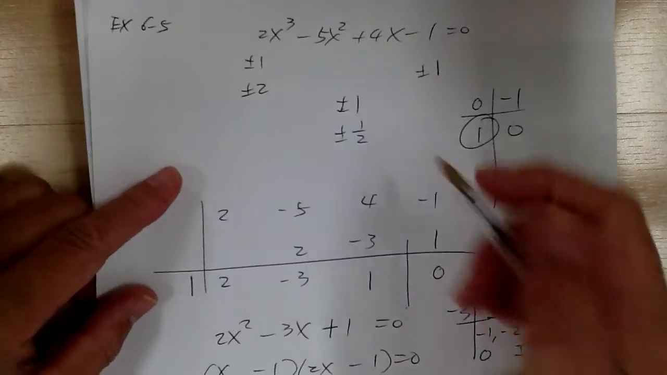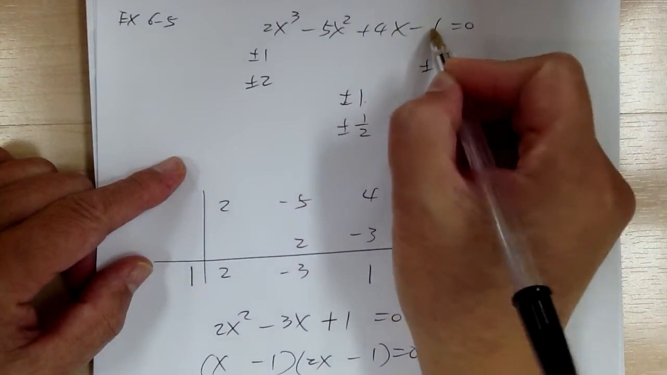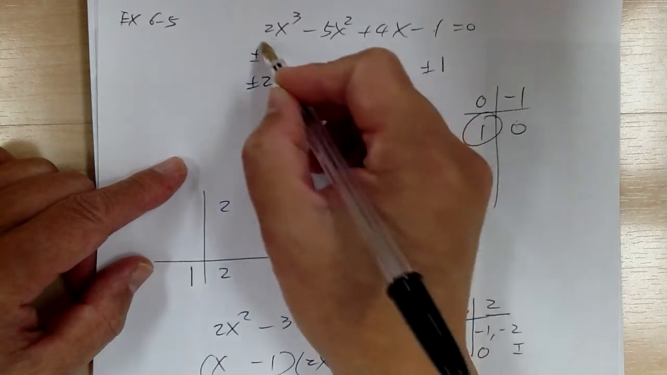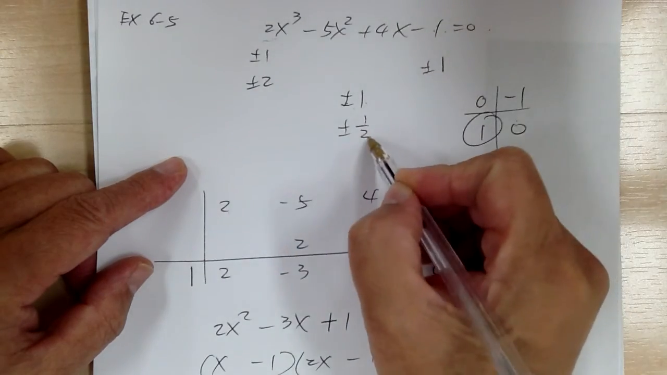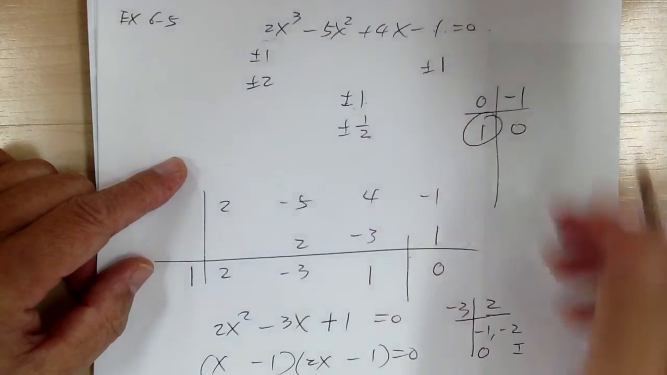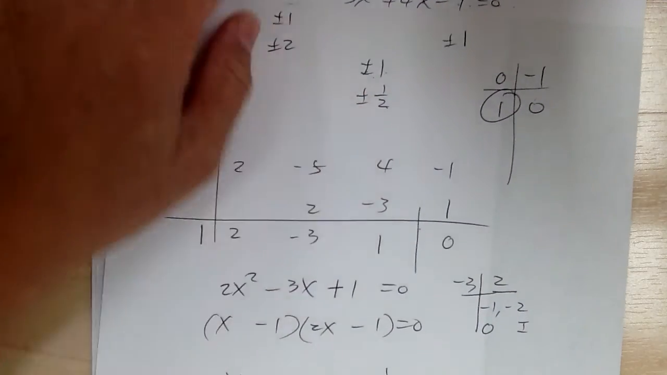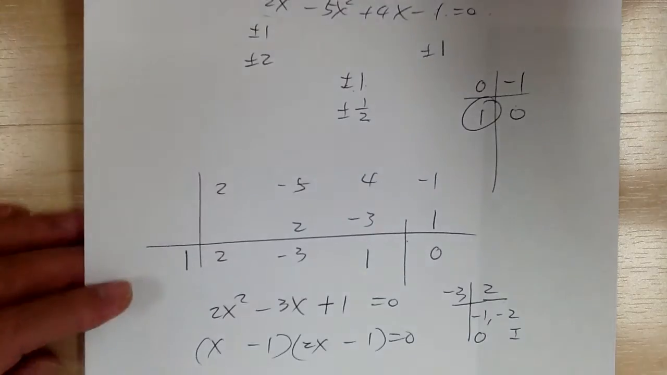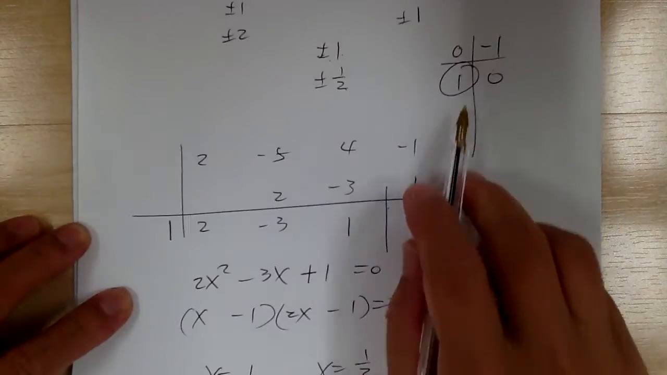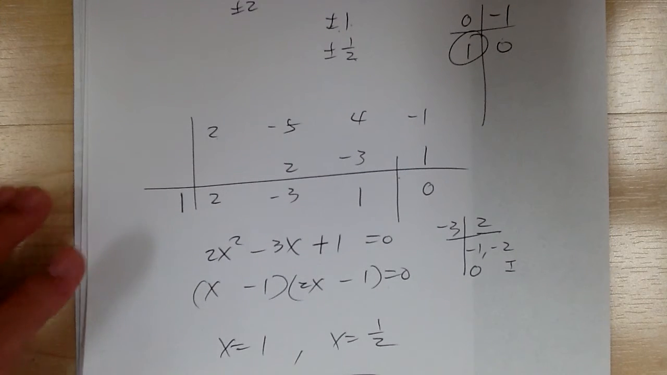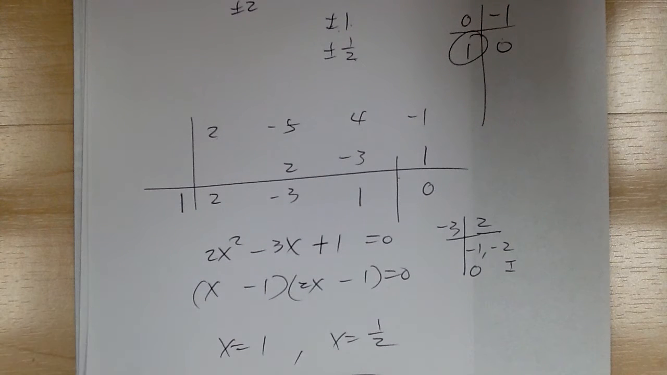Another option is you substitute 1 into here, see if you get 0. Then you substitute negative 1 to see if you get 0. You substitute 1/2 to see if you get 0. Substitute negative 1/2 to see if you get 0. But the problem with this one is you don't really see the double root. So if something works, you might want to try it again to see if it's a double root.